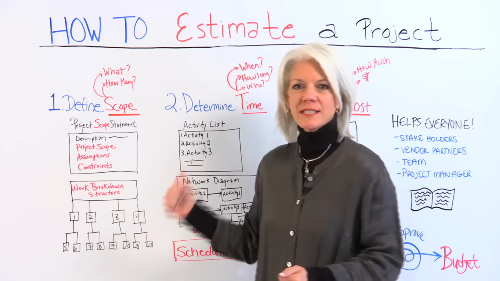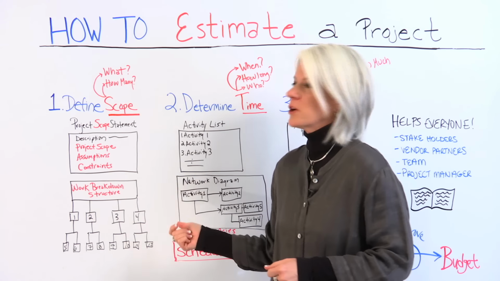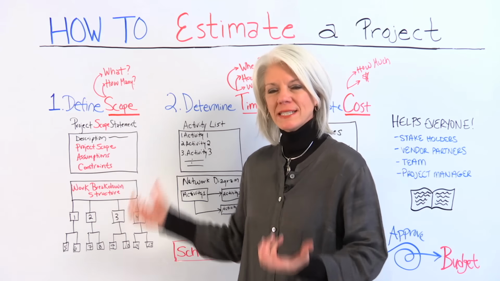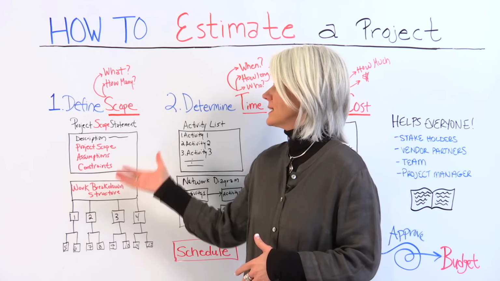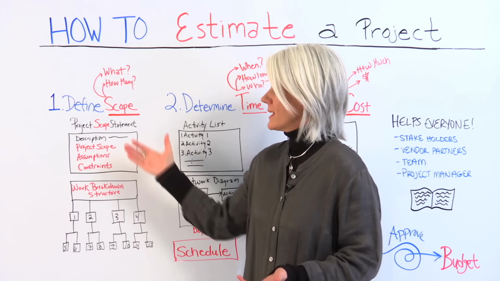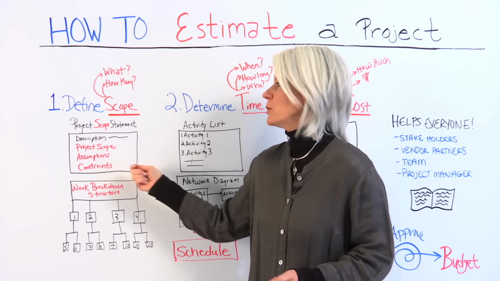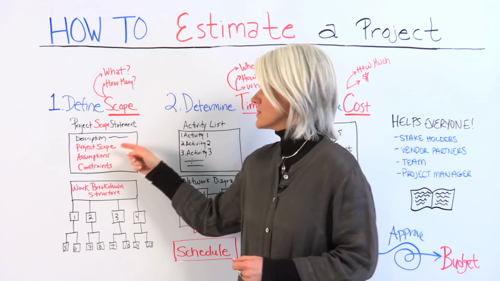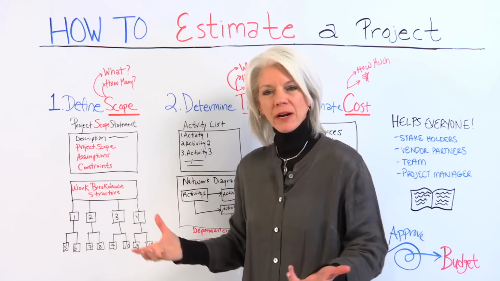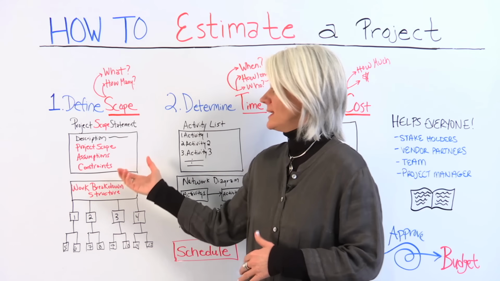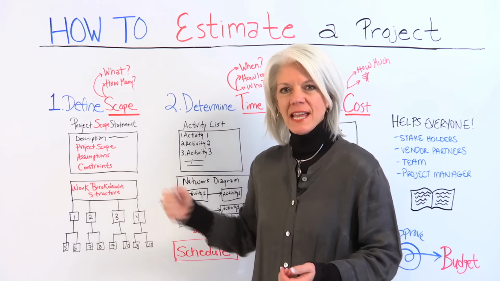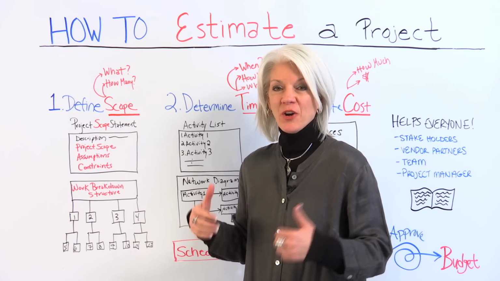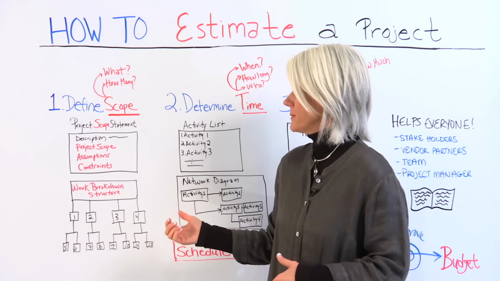The first one is the scope. When we talk about the scope, we're talking about what is this project? What are we producing? How many are we producing? This is defined in our project scope statement, which is a description of the scope. And it also outlines, again, what's in the project and what's out of the project. It also includes assumptions and constraints that may or may not impact the scope.